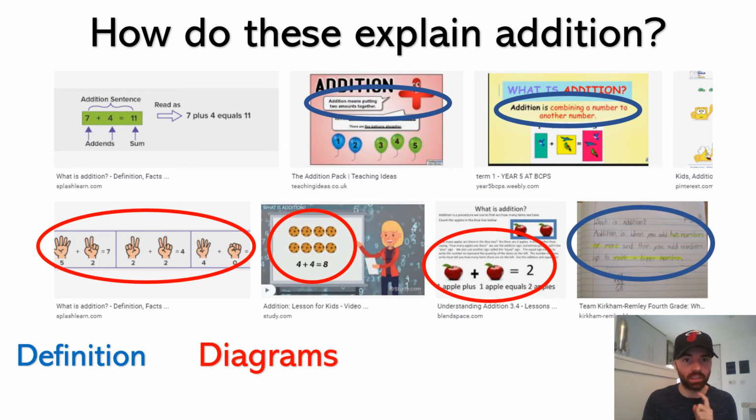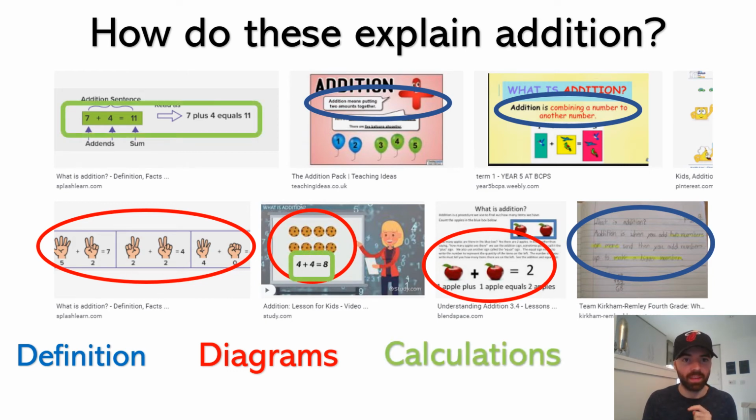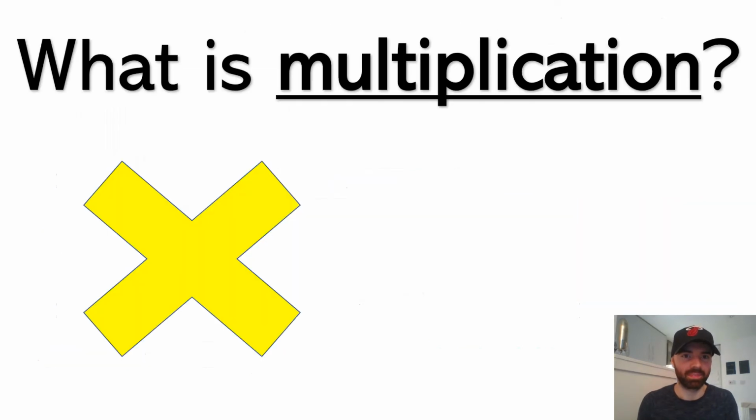And there's one other thing that jumps out at me. They've got actual calculations there. I've highlighted them in green. So there's 7 add 4 equals 11. And down there with the cookies, 4 add 4 equals 8. I guess with the hands as well, you've got the actual calculations too, to show how you would maybe work them out in a maths drawer or on a whiteboard. So definition, diagrams, and calculations. Now that's all for addition. I actually think you know all that. You could explain to me what addition is.